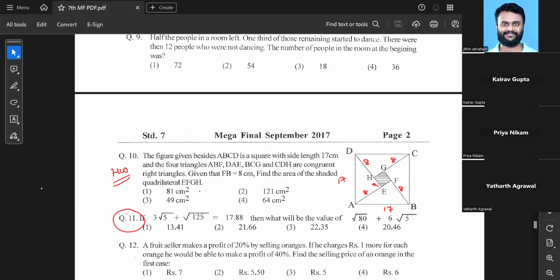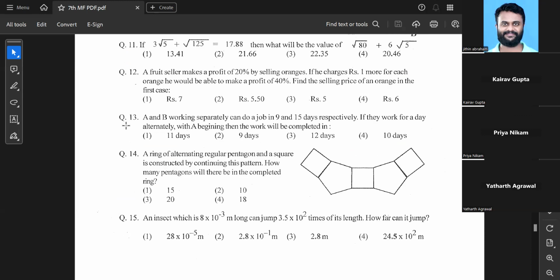Okay. Proceeding further with the 11th one. If 3 root 5 plus 1 root 125, root 125 can be written as 5 root 5 for your kind information. So altogether it's 8 root 5.